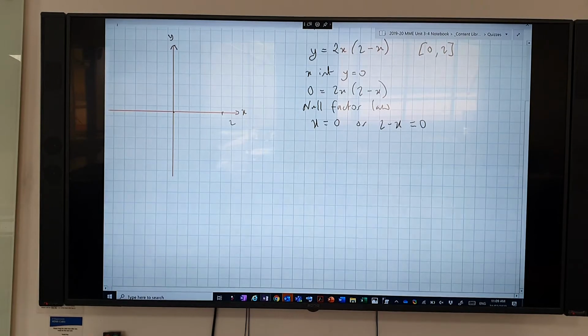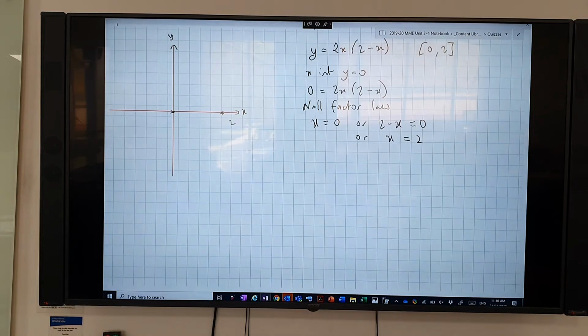A few of you keep putting 2 equals 0. Can we make 2 equals 0? No. So the 2 doesn't matter, it's whatever the variables are. So x is 0 or x equals 2. So it cuts at 0 and 2. There's no need to do the y-intercept because you know what the y-intercept is now, it's already done. So then you draw it.